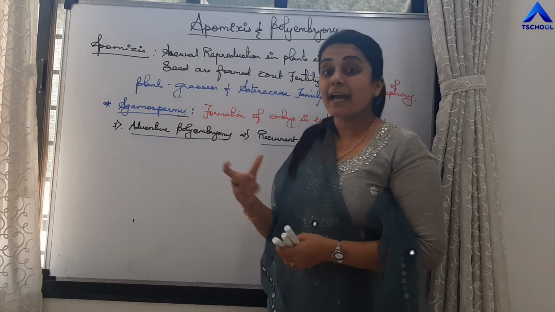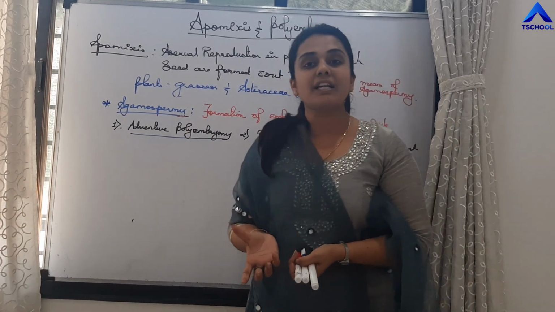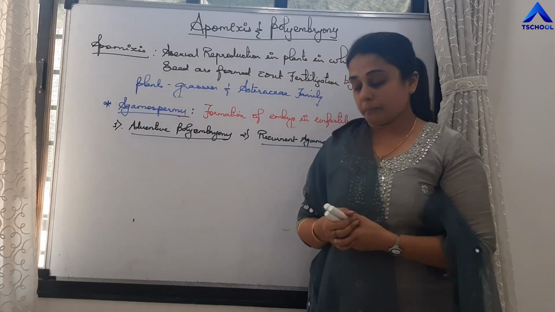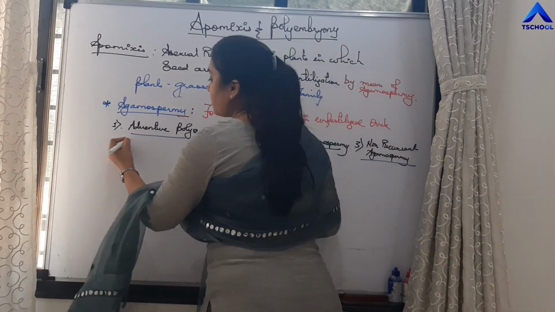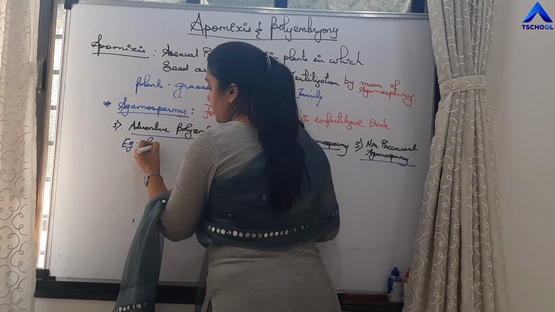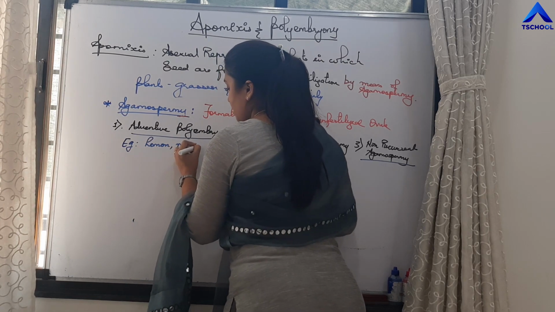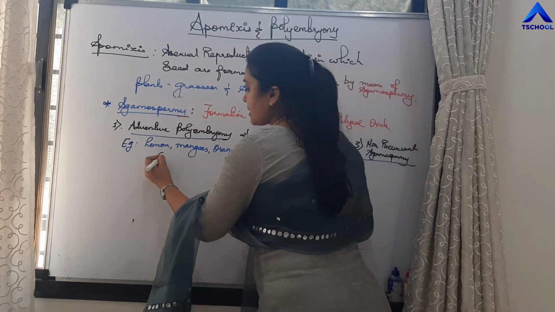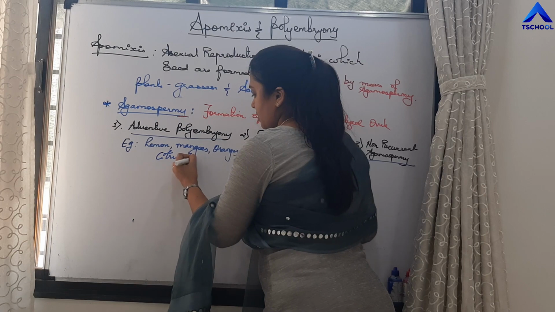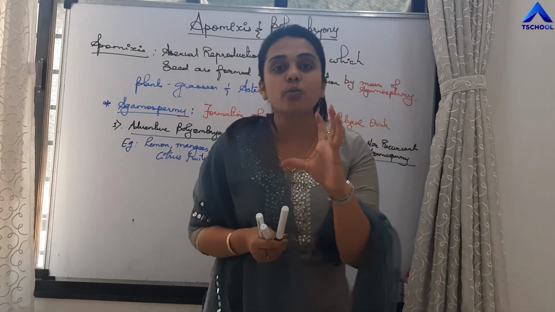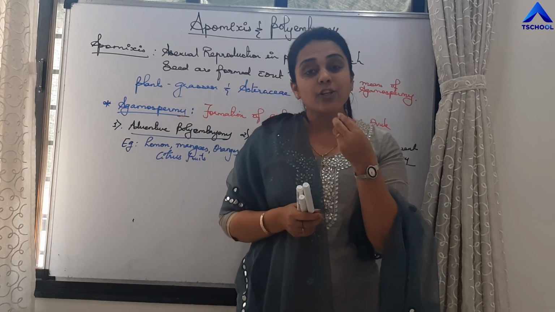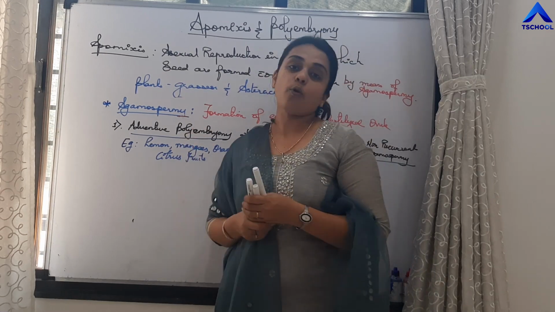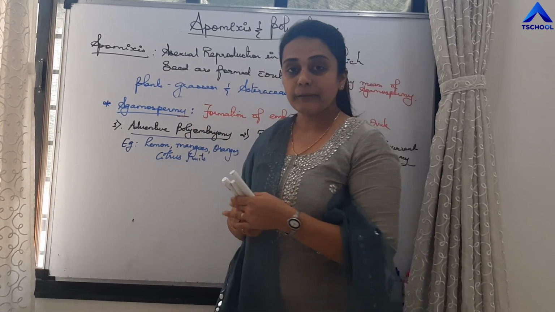Here the word polyembryony is used, which means poly is multiple, embryony means embryos, which means that multiple embryos are formed. Students, if you have seen many of the citrus fruits such as lemon, mangoes, oranges, all of these are citrus fruits. If you squeeze the seeds of oranges, then you will see multiple embryos in the seeds of oranges. That is called as polyembryony. So what is polyembryony, right?